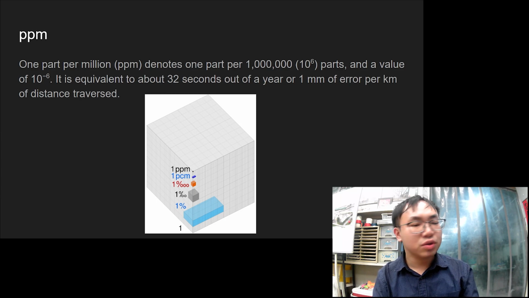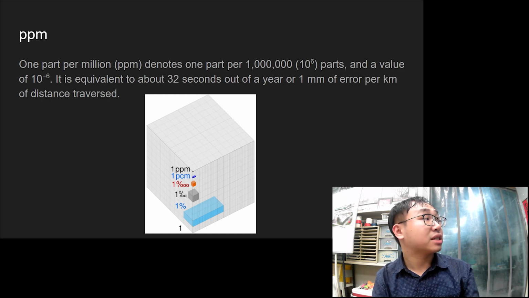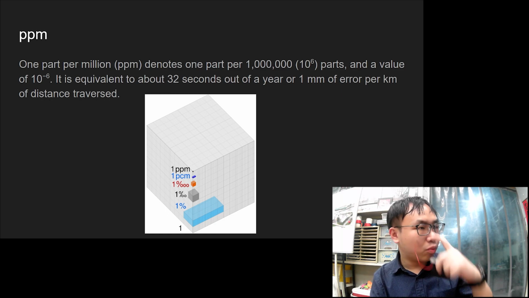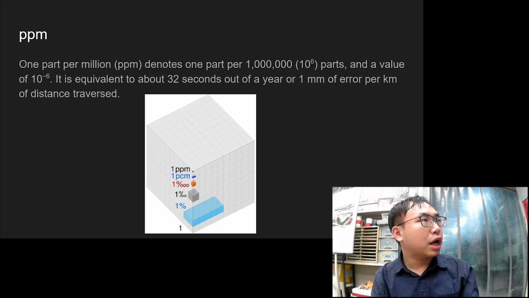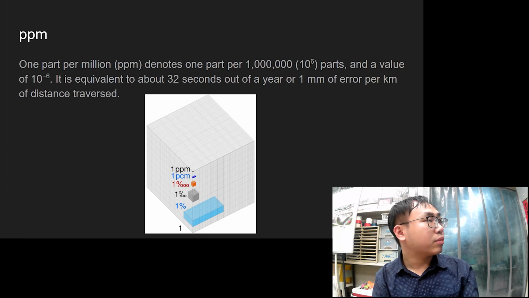So this cube is an illustration of how 1 ppm is compared with 1%. And this is 1 over 1,000. So 1 ppm is even smaller. Just remember it is 10 to the power negative 6. It may appear in your exam.